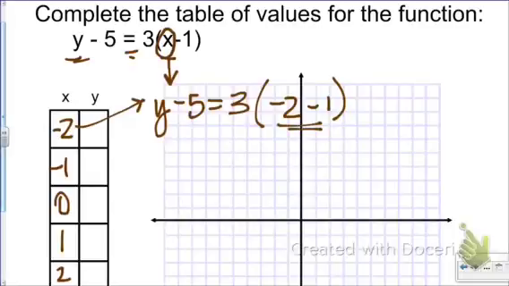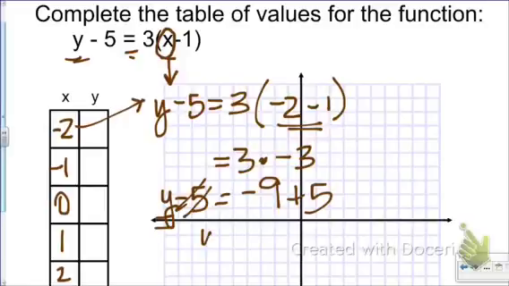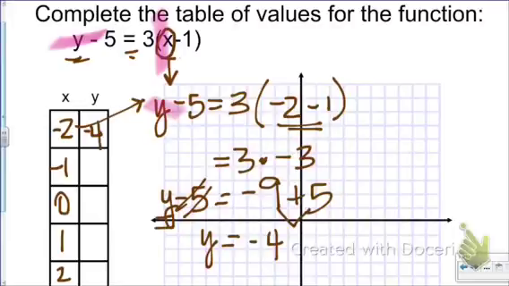Then I've got some work to do. I've got to do parentheses first. That gives me negative 3. 3 times negative 3 is negative 9. Bring down your y minus 5. To get y by itself, I'm going to add 5. So then I have y equals negative 9 plus 5 gives me negative 4. That's a lot of work. Every single time you're going to have to plug in for x up here and then solve for y.